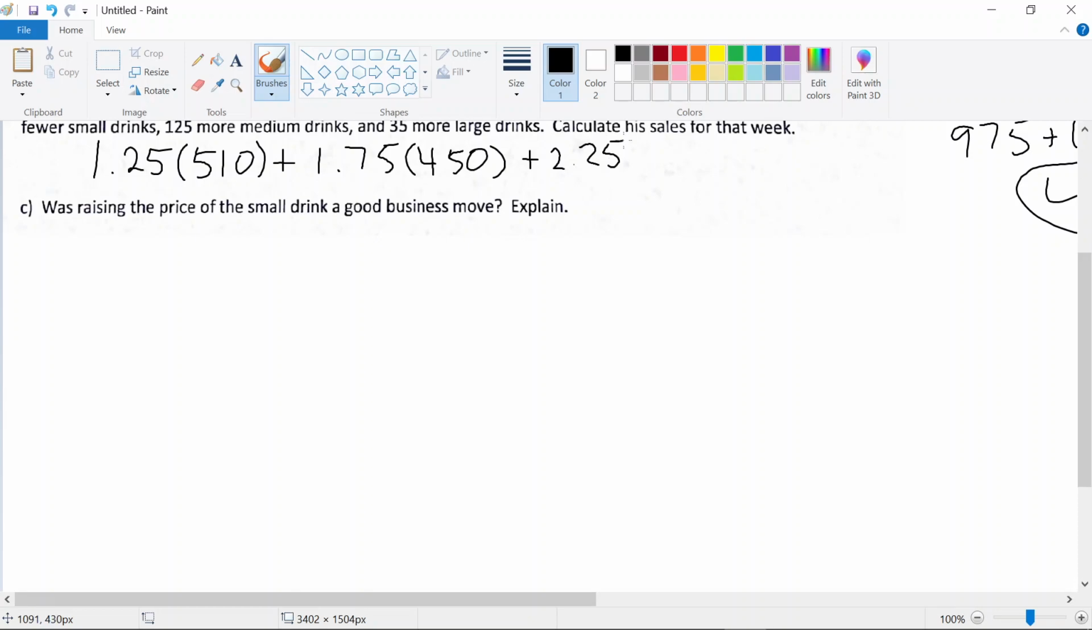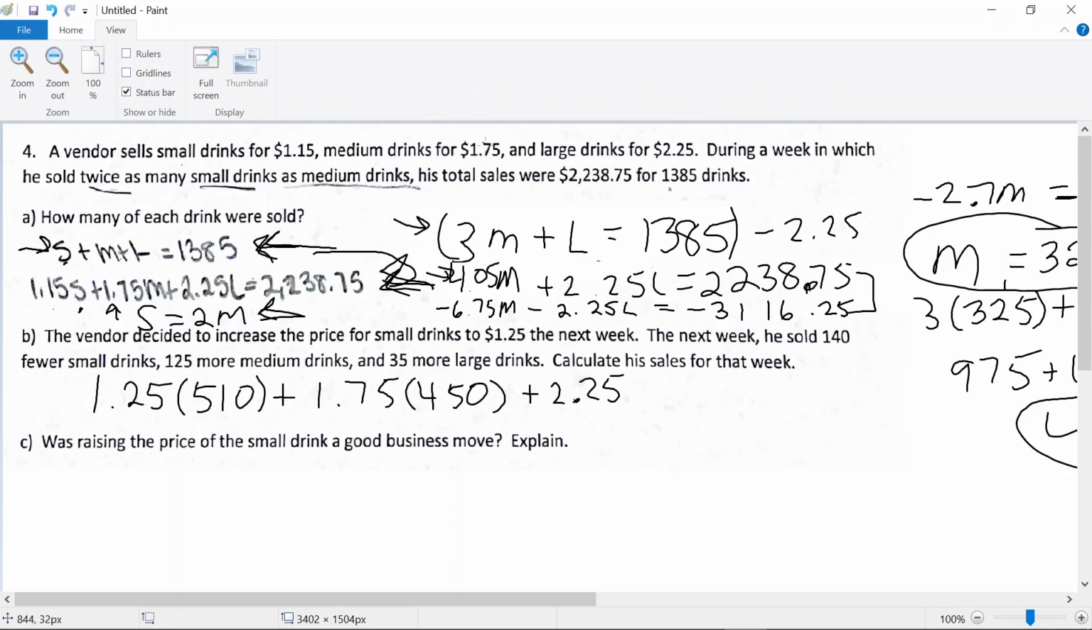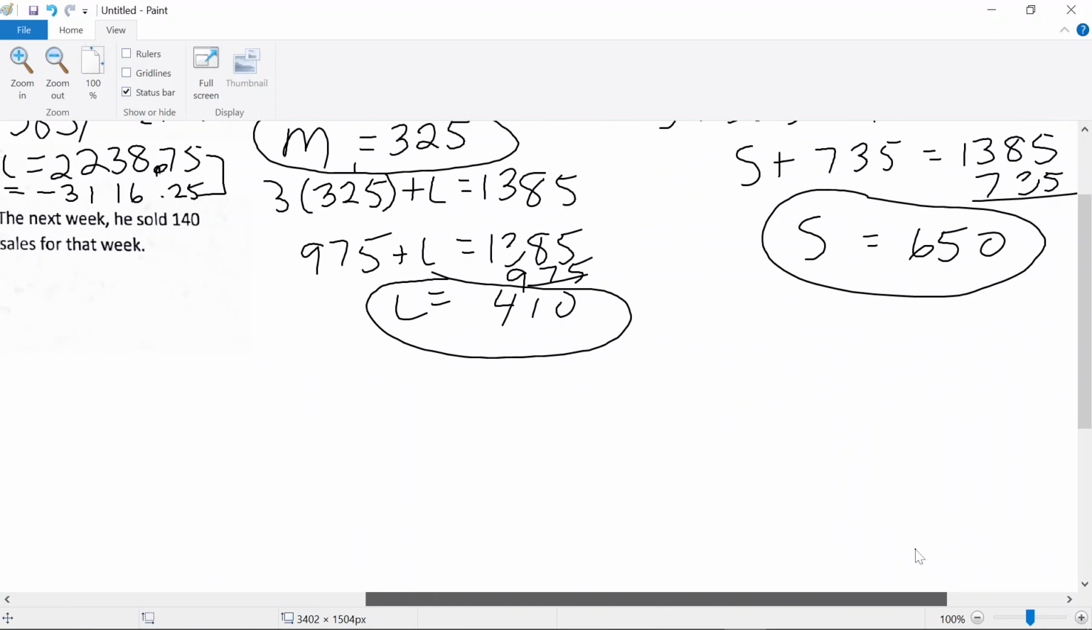So what's happened here, sometimes they do this. You raise the price of the lowest priced item, and then people say, well, wait a minute, the bigger ones are a better value, and they'll buy more of the bigger ones, and then you'll make more money. Now, this question doesn't mention profit. It can only go by what the vendor sells it for. So that's the only value number we have. 2.25, it says 35 more large drinks. Really, I would like to have profit, but don't have it.